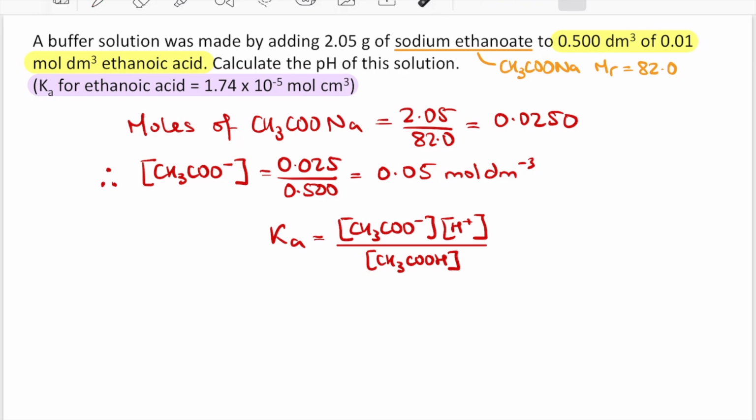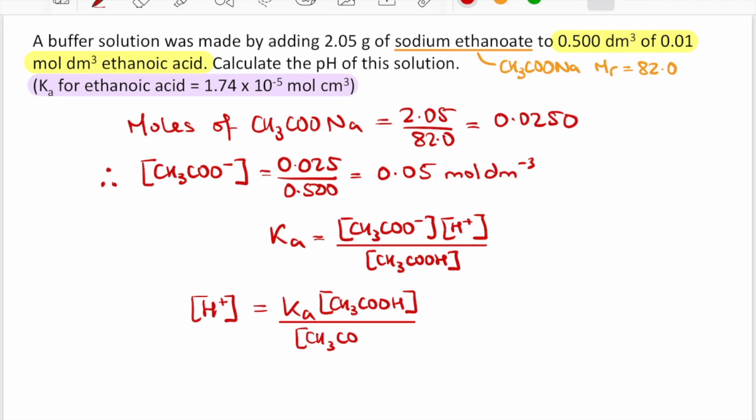We're trying to work out pH, so that means we've got to work out the concentration of hydrogen ions. So we're going to rearrange this expression so that we have the concentration of hydrogen ions as the subject. So that means we are multiplying both sides by the concentration of the weak acid and dividing both sides by the concentration of the salt. We can now insert the values. So we've got Ka, which is 1.74 times 10 to the minus 5. We've got the concentration of the acid, which is 0.01. That's in the yellow. And we've got the concentration of the salt. That's what we worked out, which is 0.05.